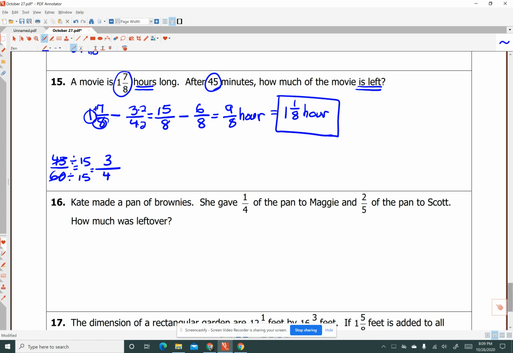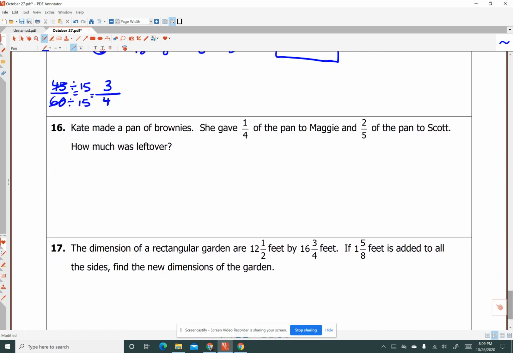Okay, Kate, let's see what Kate did. She made a pan of brownies. She gave 1/4 of the pan to Maggie and 2/5 of the pan to Scott. How much was left over? This is a little bit tricky. We're going to add 1/4 and 2/5. And after we do that, we're going to subtract it from 1. From 1 whole pan of brownies. So first we add 1/4 and 2/5. And we'll have a common denominator of 20.